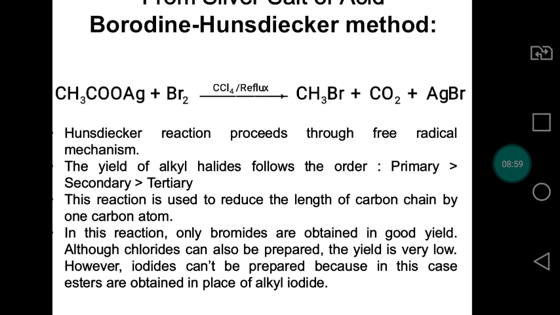This also occurs through a free radical mechanism, and primary halides are produced much more compared to secondary and tertiary halides. This reaction, as I told, is used to reduce the length of the carbon chain by one carbon, and only bromides are obtained in good yield. Although chloride can also be prepared, the yield is very low. Iodides can't be prepared because in this case esters are obtained in place of alkyl iodide. It means we are not getting the iodide, but we will get esters.